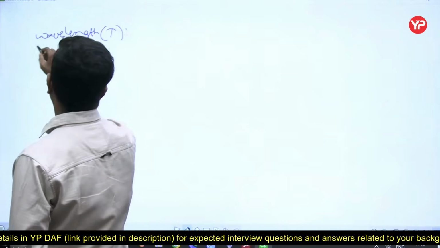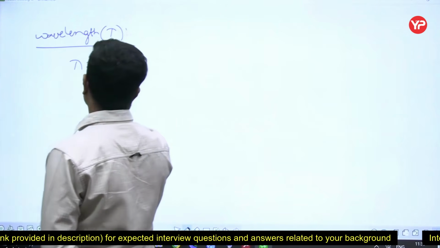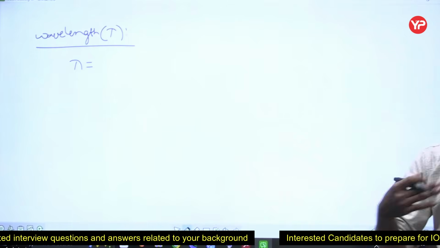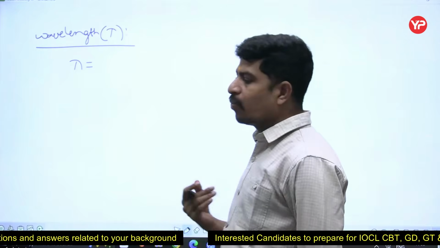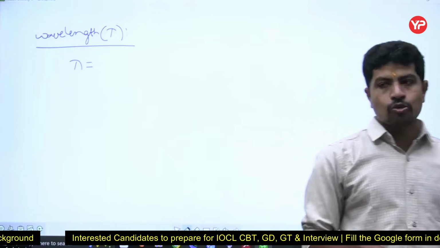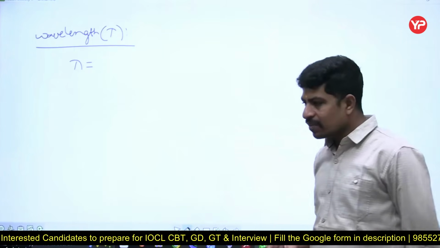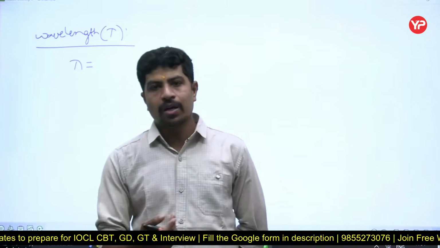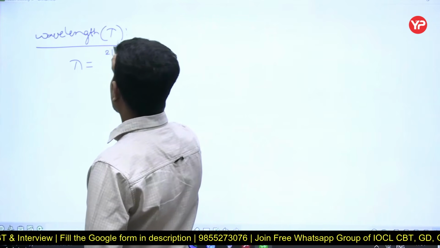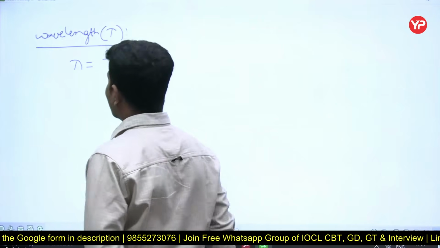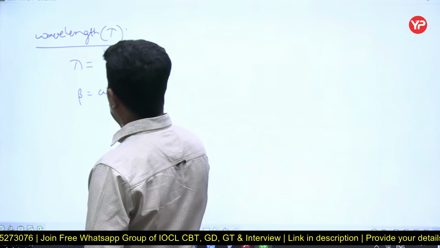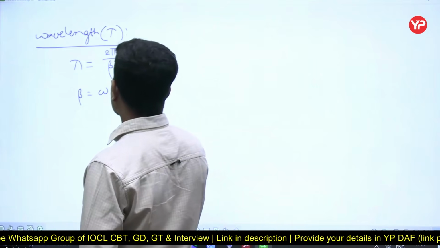What is wavelength? Wavelength means the physical length of the transmission line that is required to complete one full wave. One full wave means how many degrees? 360 degrees. How many radians? 2 pi radians. It is the physical length of the transmission line required for completing one full wave. The lambda formula is 2 pi by beta. Sir, what is beta? Beta is equal to omega into under root of LC.